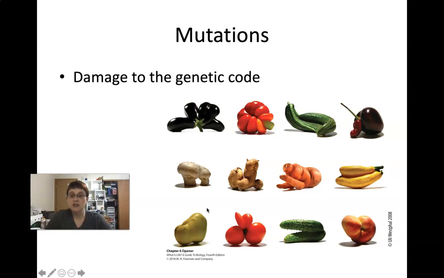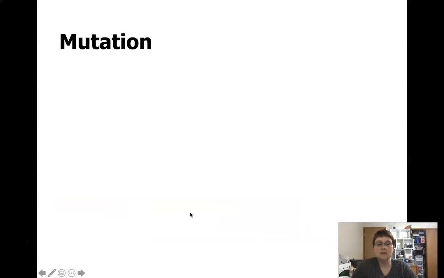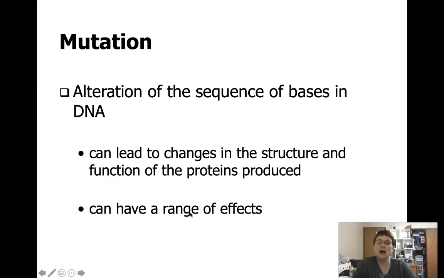Now, are these mutations a problem insofar as these aren't safe to eat? No, right? These are all going to be safe to eat. We're generally not going to see these show up at a grocery store, but you might find something like this at a farmer's market. So mutations, like we've seen in a previous chapter, it's just the alteration of the sequences of the DNA bases. So we're changing the order of those A's, T's, C's, and G's in some way. And it can lead to changes in the structure and function of proteins produced.